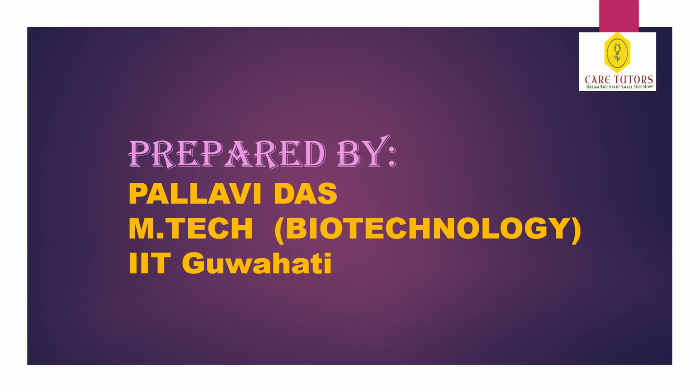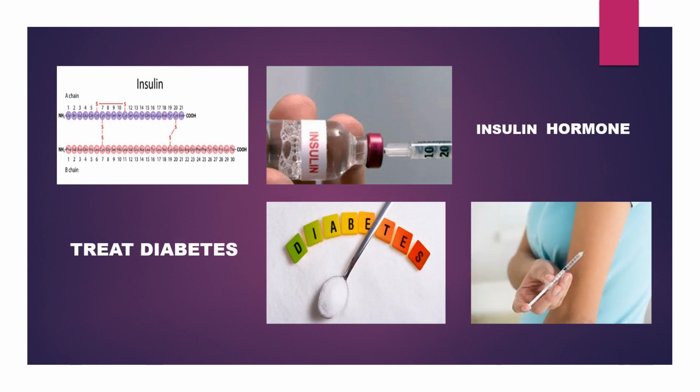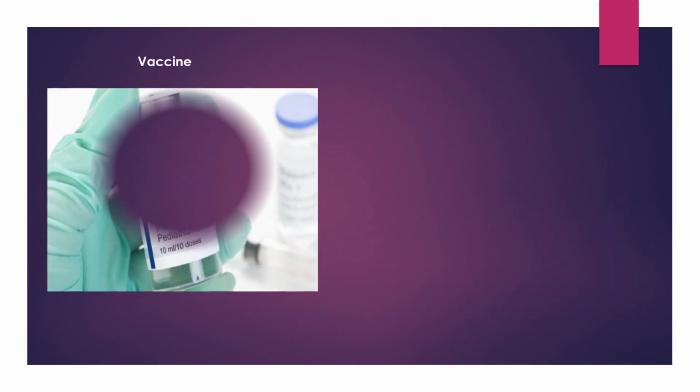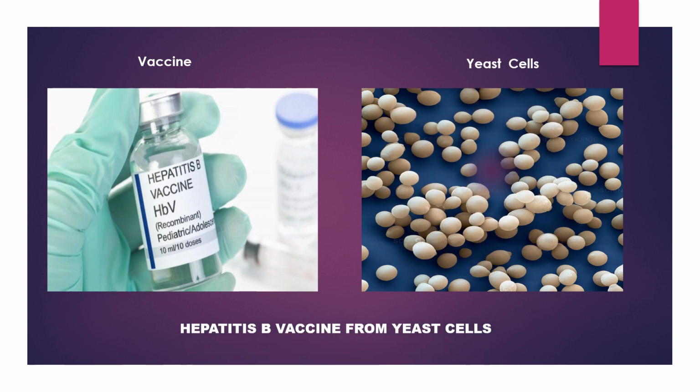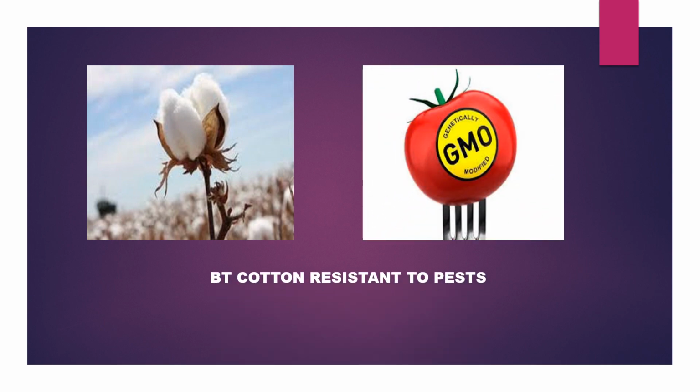Hello friends, before starting the topic today, I would like to ask you, have you ever heard about the human insulin hormone which fights diabetes? About the hepatitis B vaccine which is made from yeast cells? Or about resistant plants such as Bt cotton, which is a genetically modified organism that fights against various pests? Have you not wondered how scientists are able to achieve all this?